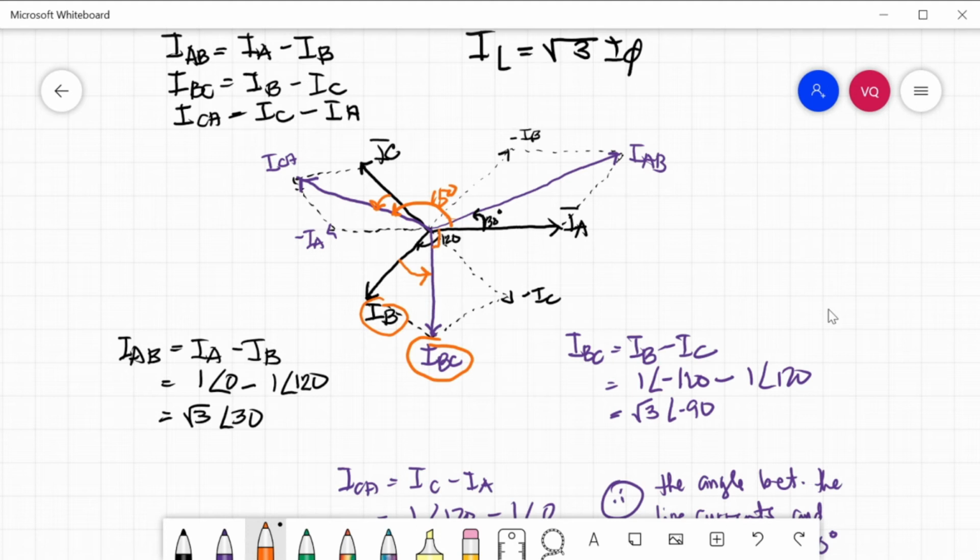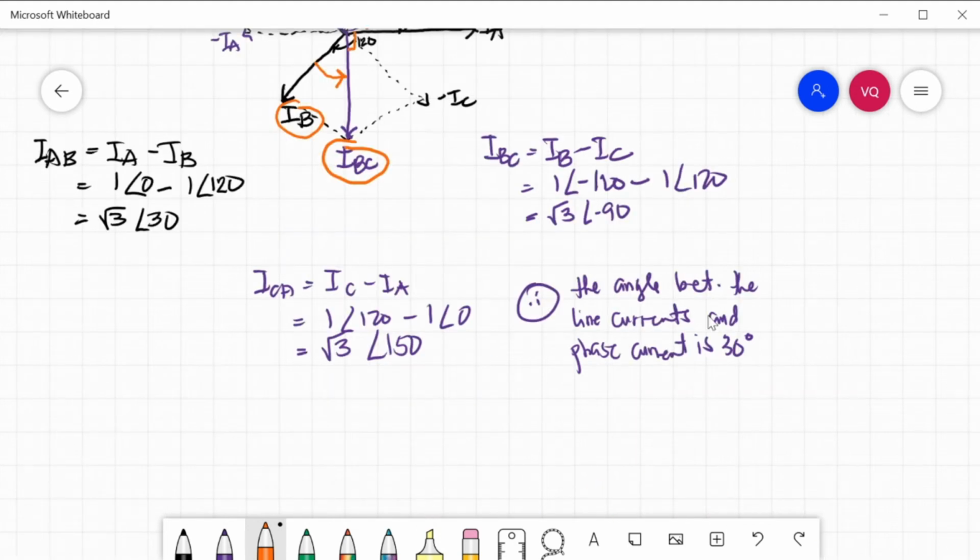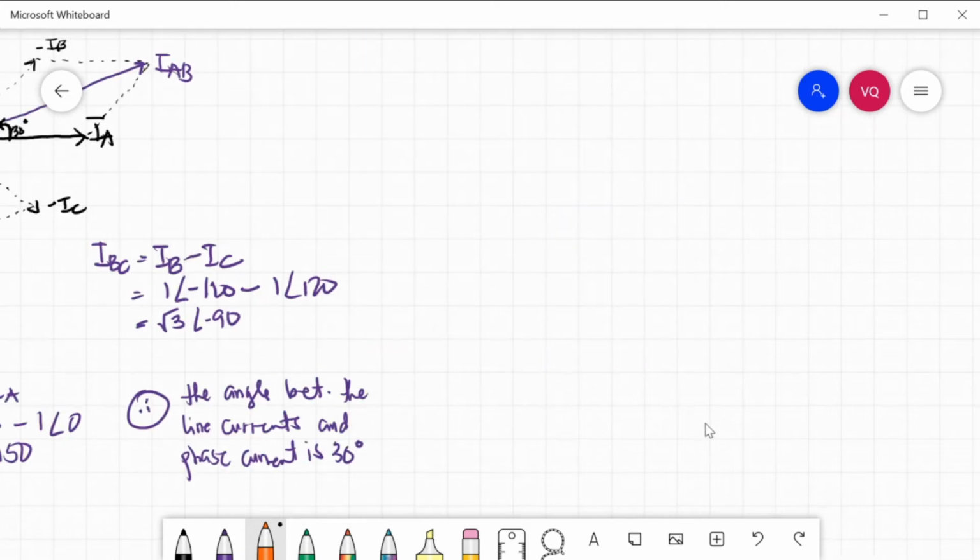Same in Y connection, the angle between the phase voltage and line voltage is 30 degrees. So same here, the angle between the line current and the phase current is 30 degrees. And also the power is the same as in Y connection: the P, Q, and S.